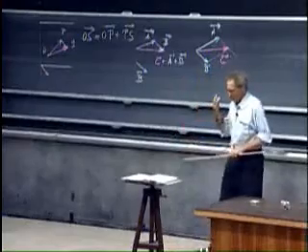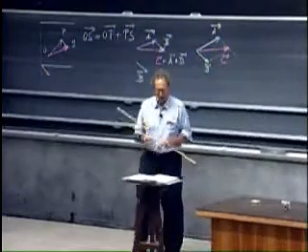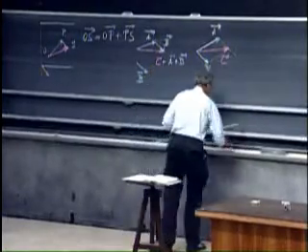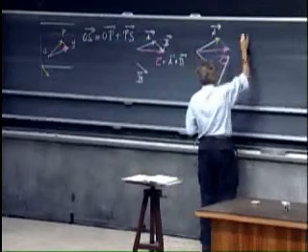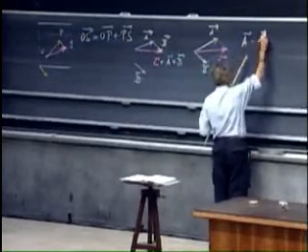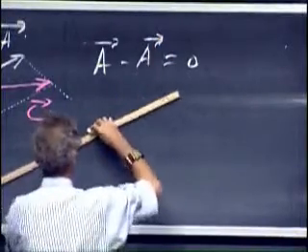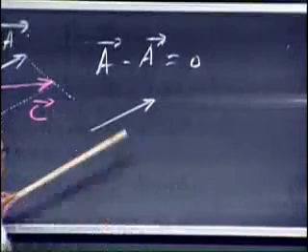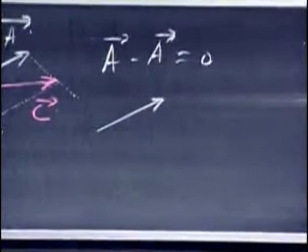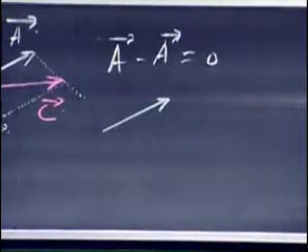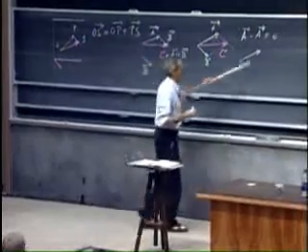What is the meaning of a negative vector? Well, A minus A equals 0. Vector A subtract vector A equals 0. So here is vector A. Which vector do I have to add to get 0? I have to add minus A.